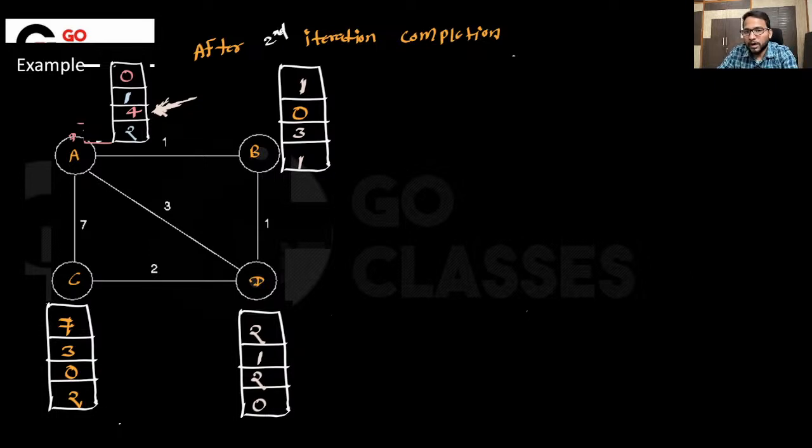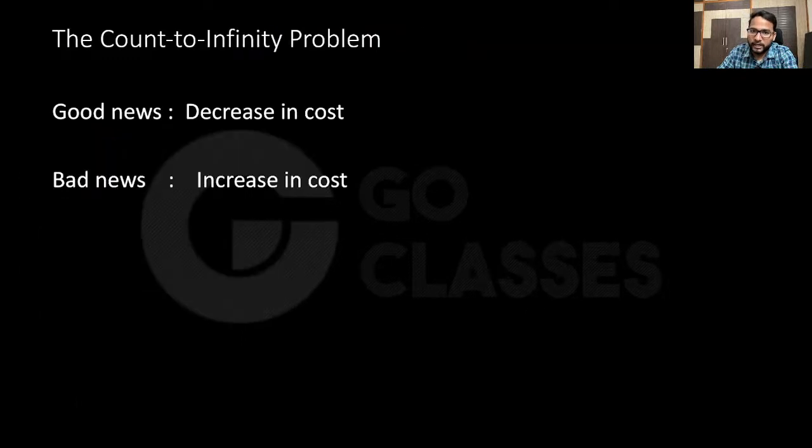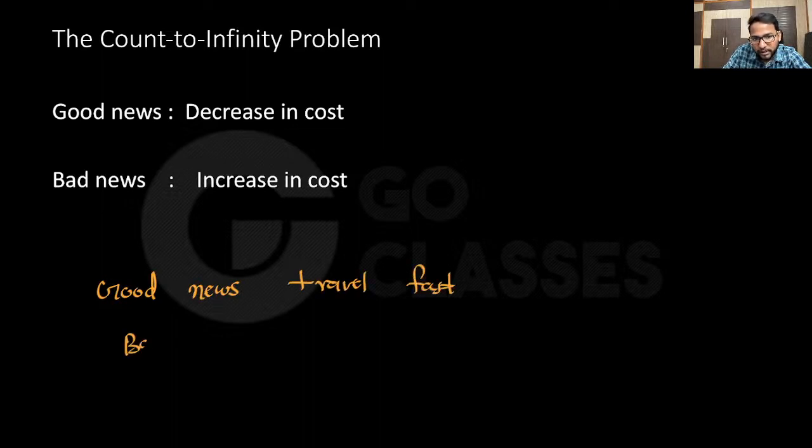Now there is a problem in DVR that is called count to infinity. Let's quickly see the count to infinity problem, which says that good news travels fast and bad news travels slow. So what is good news? I will just tell you. Good news travels fast and bad news travels slow.